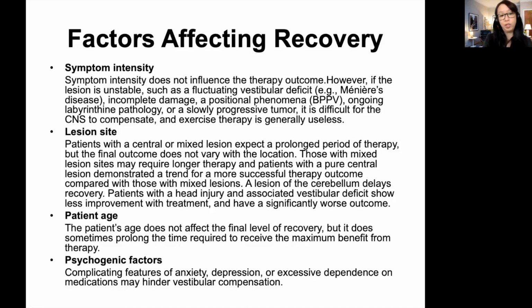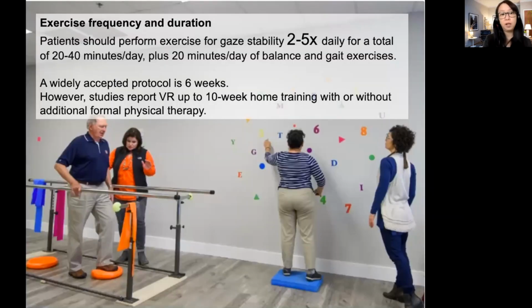And last but not least, psychogenic factors. So if the patient's very stressed or they got depression and all, or schizophrenia, of course, the dizziness will not fully recover with just VRT. It may help, but not fully recover. So again, VRT must be performed as many times as possible, 2 to 5 times a day for at least 20 to 40 minutes, right? Accepted protocol is about 6 weeks. They should actually get better if they do it every day. But there's some protocols which go up to 10 weeks.